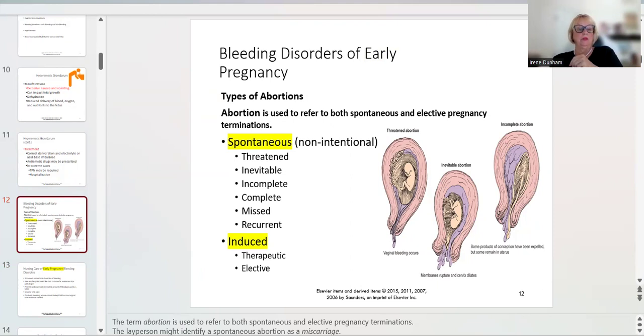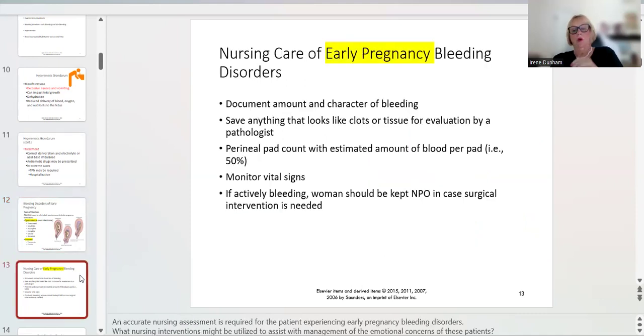Also, if she comes in and she's not complete yet, and she's just starting, maybe we'll send her home with a jar. And when she goes to the bathroom and passes the tissue, we ask her to collect it, bring it into the office or the clinic, and we send it into pathology.